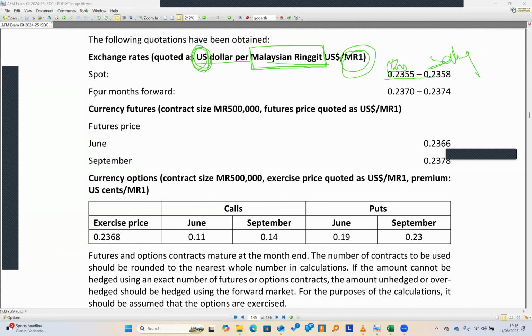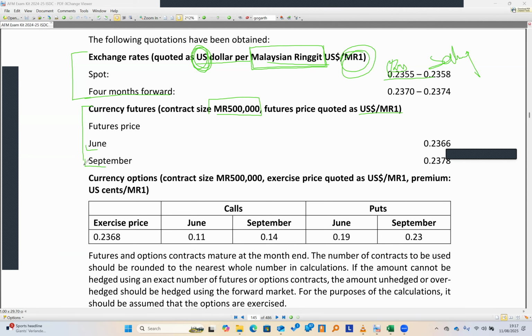Then they give you also a forward rate. So that means this is for the forward rate. Then they also give us the futures, with a contract size of 500,000 Malaysian ringgit, and the future price is quoted as dollars per Malaysian ringgit. So they are giving you June and September futures. You have to choose which of the futures will be appropriate to use, and we shall see how that works. And then we have also the options.